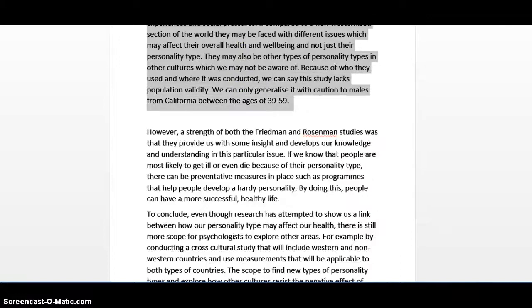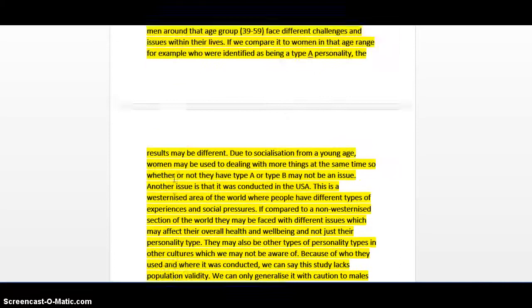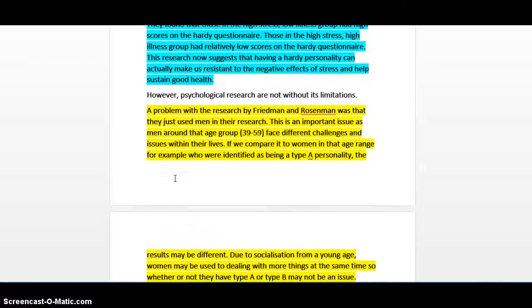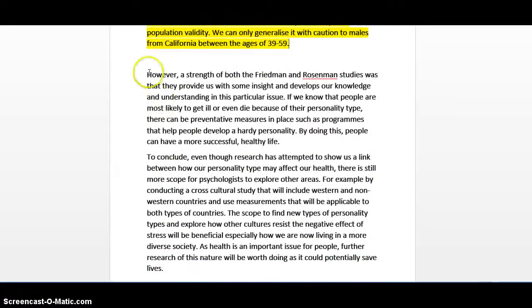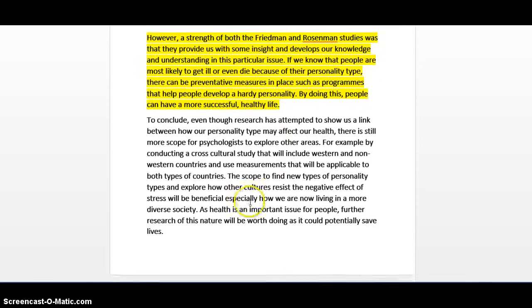So that would be my AO2. Okay, so I kind of cross-referenced it now, and then I've done my strength as well, which is a real life application, because now we know the effects of personality and the effects it may have on our health. We may take preventative measures, so government may take preventative measures such as being able to help people develop a hardy personality so they can have a more successful and healthy life.